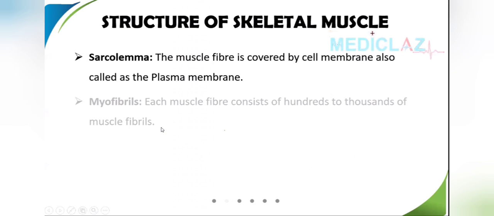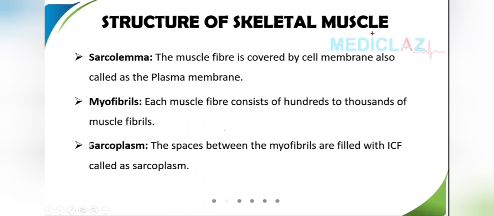Okay. Next, myofibrils. So just now we saw what a myofibril is. Each muscle fiber has many smaller fibrils, smaller muscle fibers. That is called a myofibril. And inside the myofibril, as I showed you, there is a sarcomere which consists of the actin and the myosin.